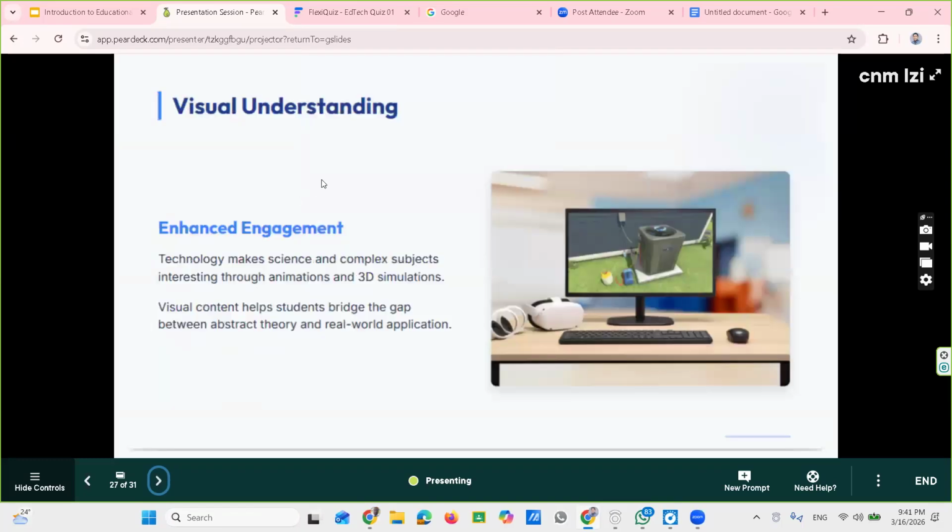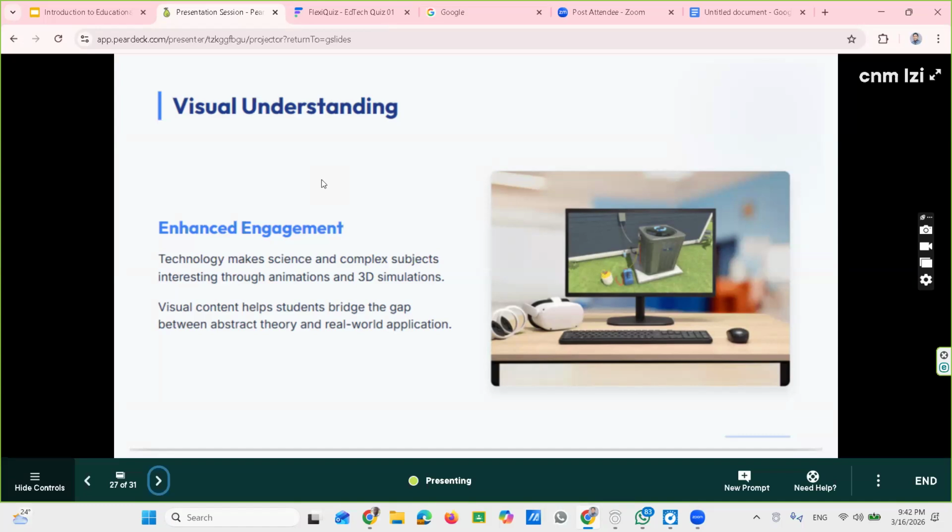Then look at visual understanding, another feature, with more focus on visual things. When you are doing digital or educational technology, most materials are in the form of visuals: presentations, interactive presentations, drag and drop activities. Most of these things you or your students find in a visual way. Therefore, visual understanding is very important.